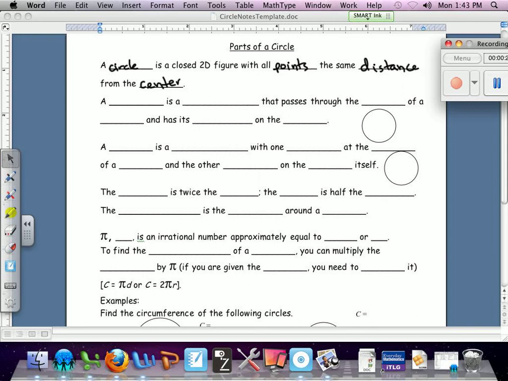We need that because we need to know how to find the radius and the diameter, and we need to know how to find the radius and or the diameter in order to find the circumference. So it all is going to tie back into finding the distance around the outside.